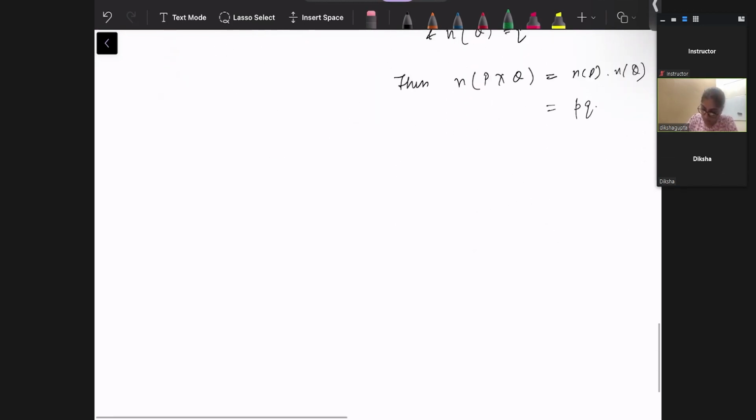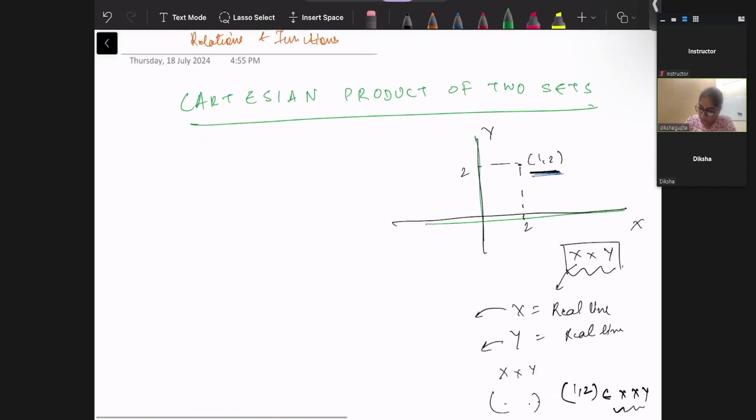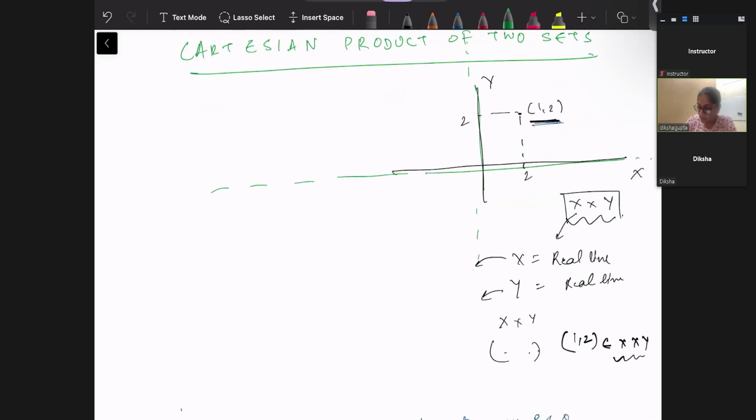Okay. Now, so far I have just talked about sets with a finite number of elements. However, I started with an infinite set, right? So this real line goes up till infinity, y also goes up to infinity. So you can see that this x cross y has an infinite number of elements.